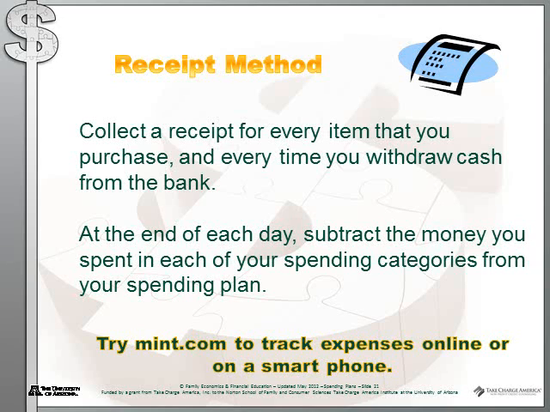The receipt method allows you to use other spending means like debit cards and checks. With the receipt method, you collect a receipt for every item that you purchase, as well as every time you withdraw cash from the bank or the ATM. At the end of the day, subtract the money you spent in each category from your spending plan. If you're looking for a tool to help you with this, try Mint.com, which can either be used on a smartphone or on a regular computer.